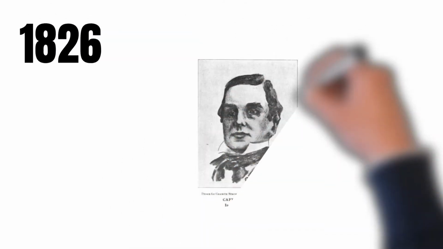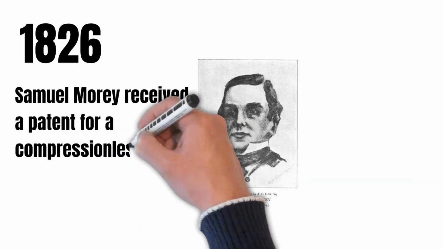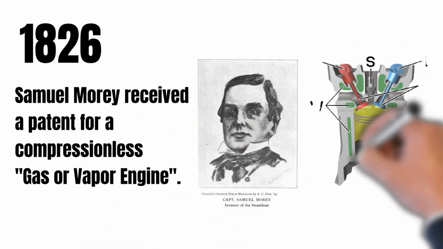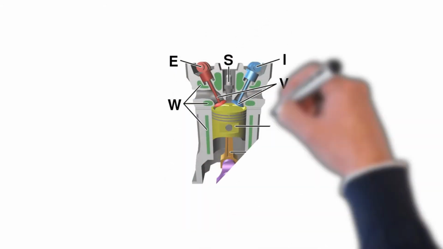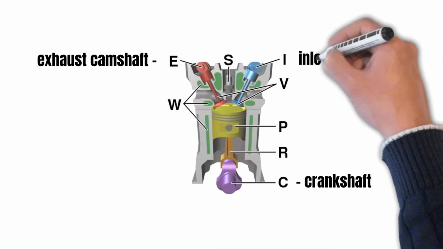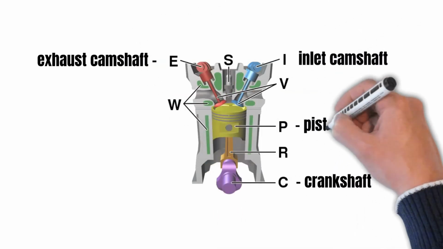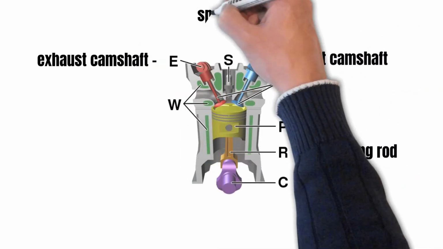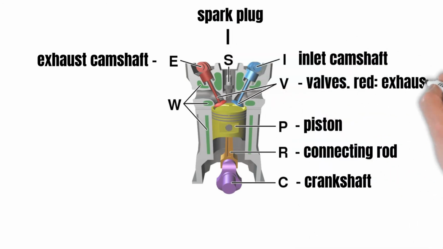In 1826, Samuel Morey received a patent for a compressionless gas or vapor engine. An internal combustion engine is a heat engine, in which the combustion of a fuel occurs with an oxidizer, in a combustion chamber that is an integral part of the working fluid flow circuit. In an internal combustion engine, the expansion of the high temperature and high pressure gases produced by combustion applies direct force to some component of the engine.